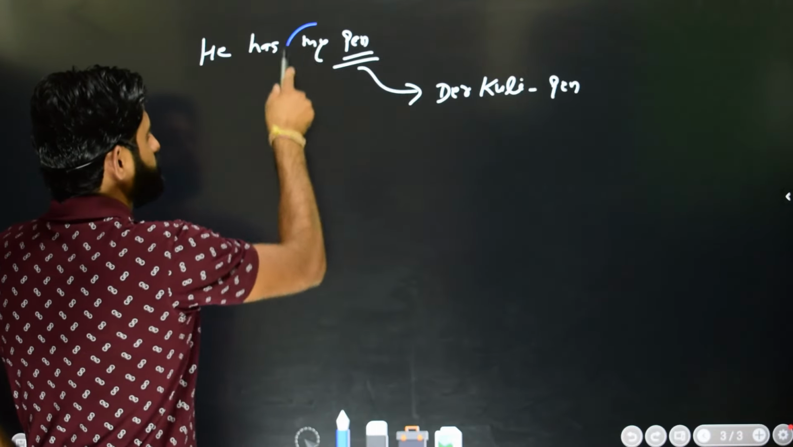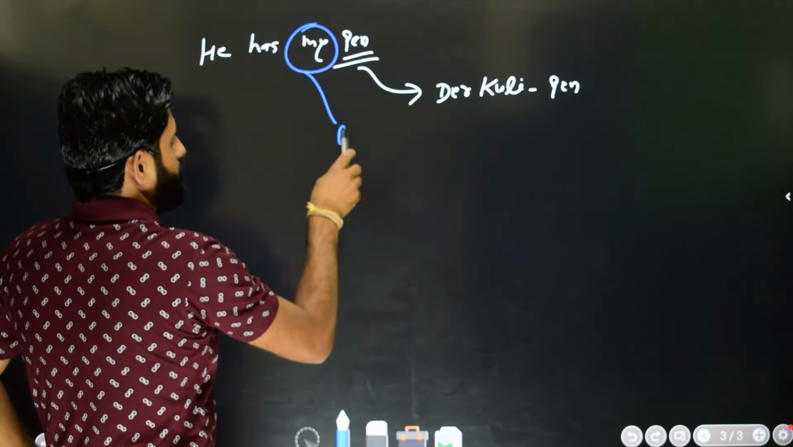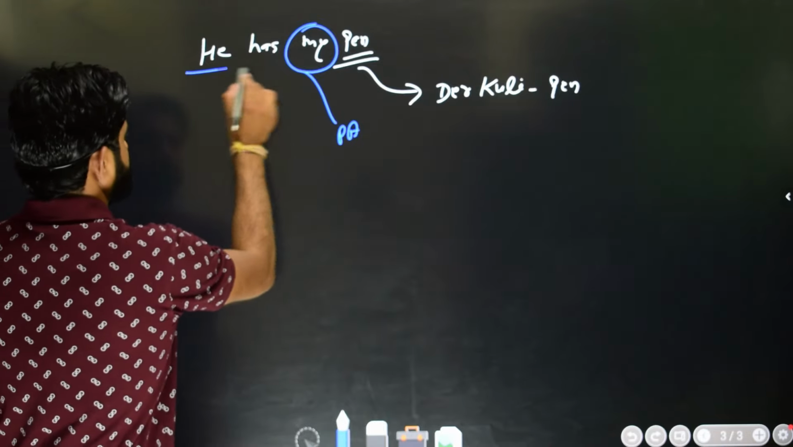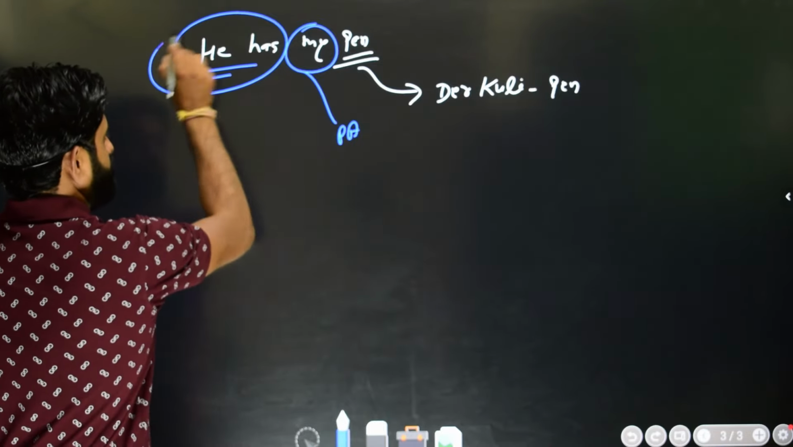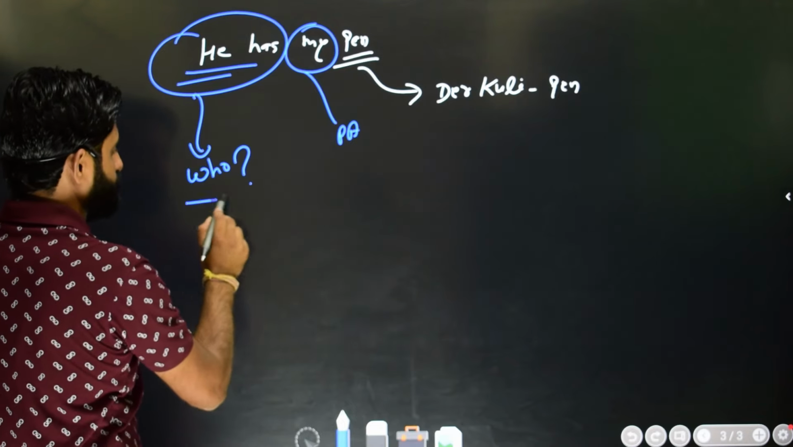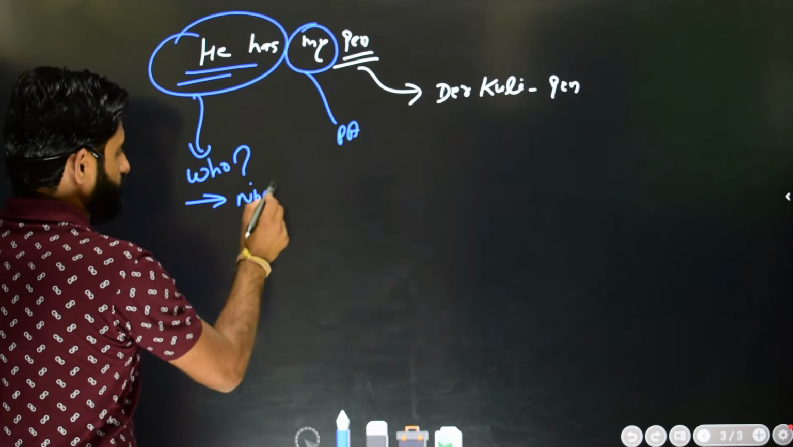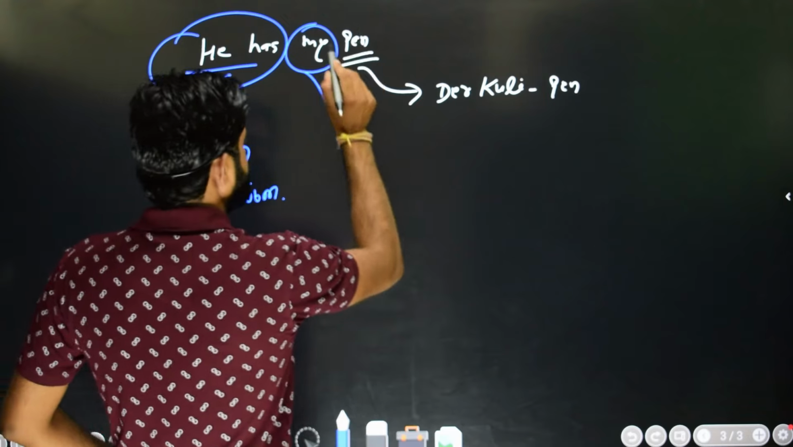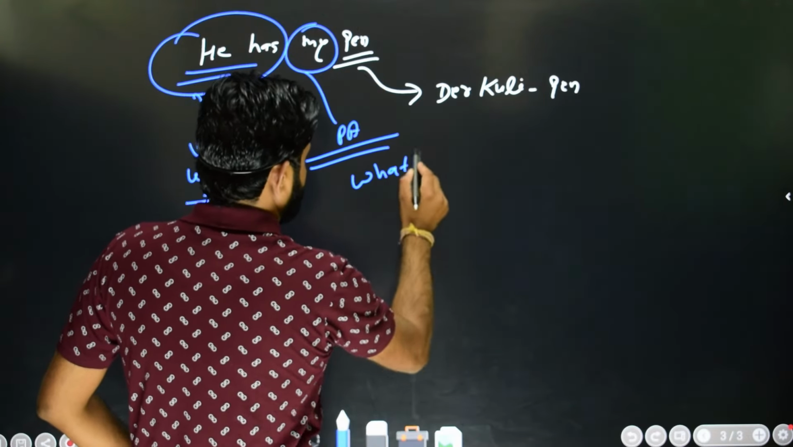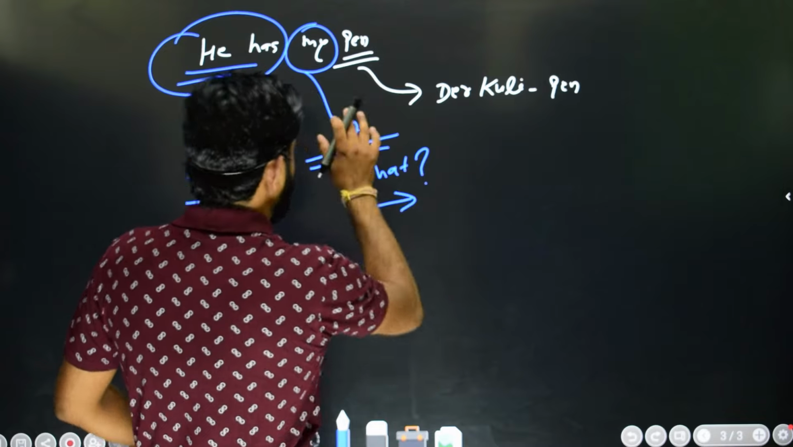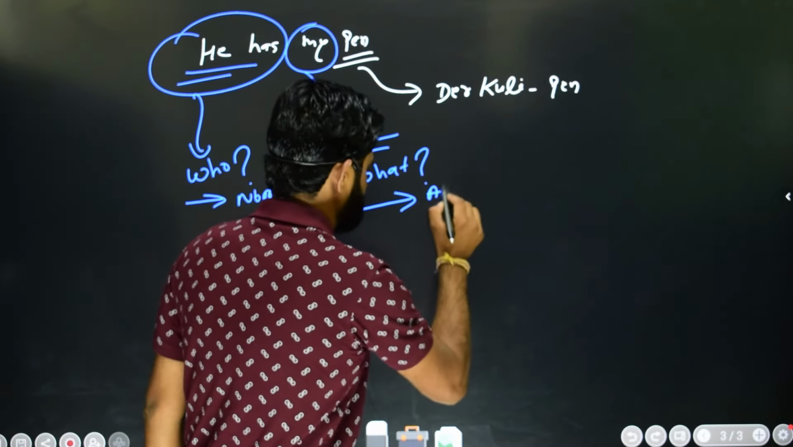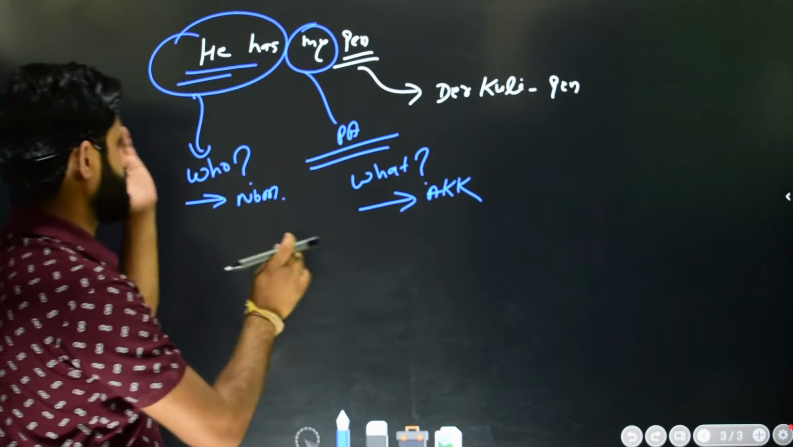Here what is this? This is the possessive article. And what is this? Subject. Frame the sentence: who has. If the question is with who, it will be nominative. Here you can see the question is with what. That is the reason this part, my pen, will go in the accusative part. So this is accusative. Now you can translate.